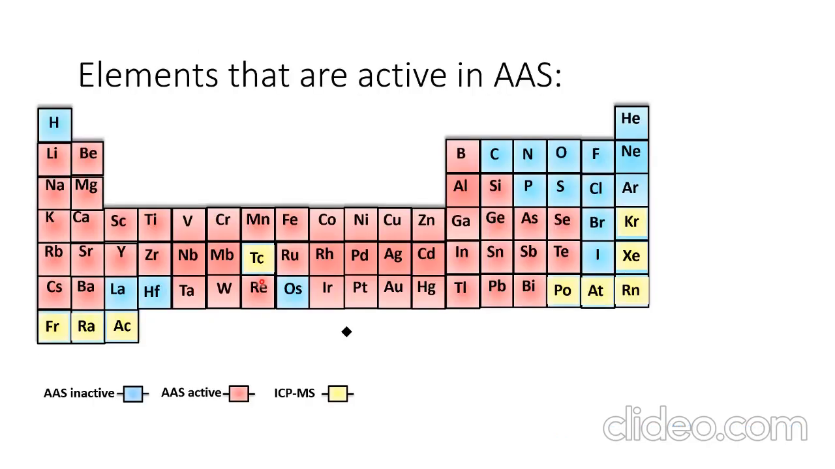So the elements which are active in AAS are represented here with the red color, and the blue color represents the AAS inactive elements, and the blue color and the yellow color show the ICP-MS active elements. So we can see that the range of elements for AAS and ICP-MS is high.